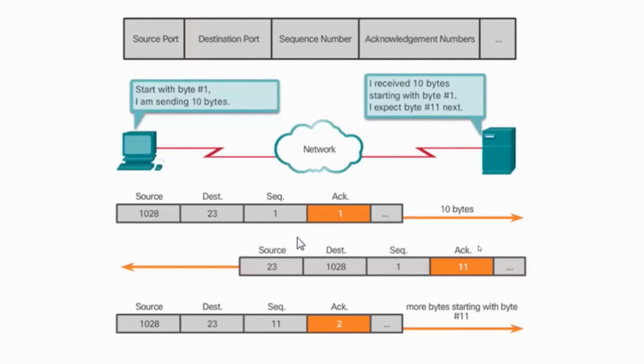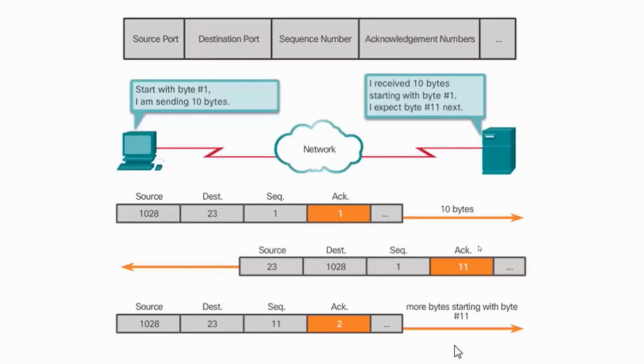If we look down here, we can see that in this segment, starting with sequence number 1, 10 bytes have been sent. The receiver sends an ACK 11. Starting with 1, 10 bytes were sent, so the next sequence number it's expecting is an 11. This acknowledgement is sent back to the originating host. Now the originating host sends 10 more bytes starting with sequence number 11.